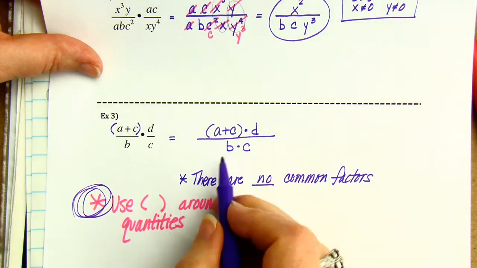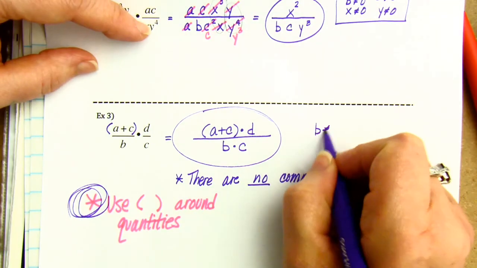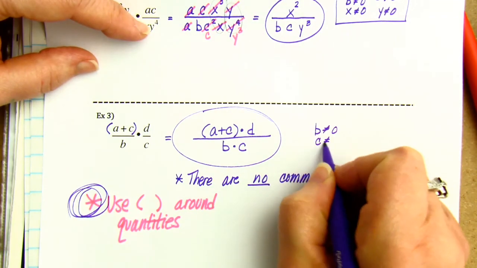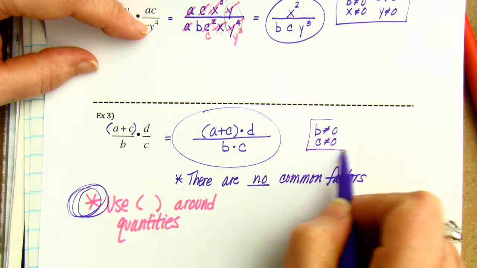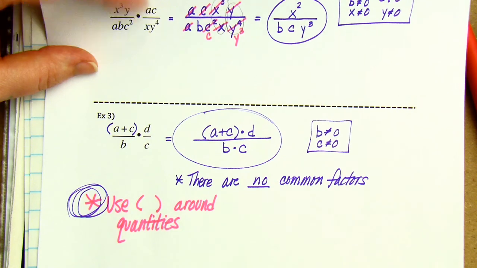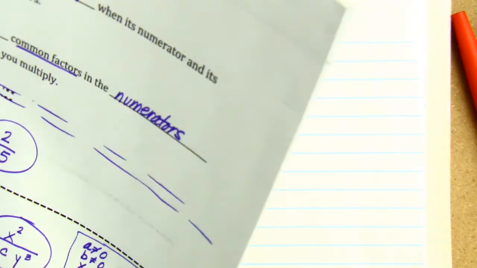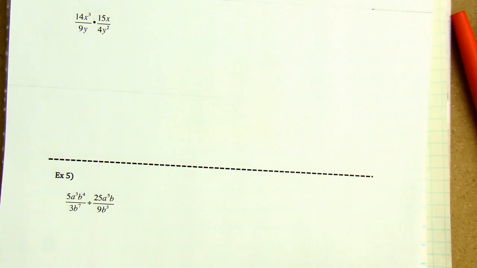All right, so since there's no common factors, that's my final answer. Of course, b can't be 0, and c also can't be 0. That would be my restrictions. All right, if you have questions on that, please let me know. We will go on to page 2.